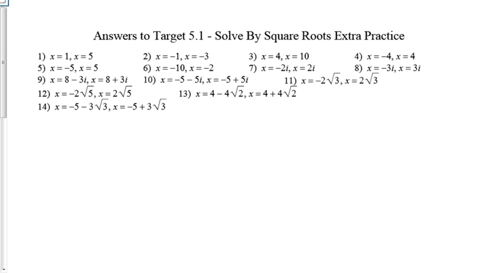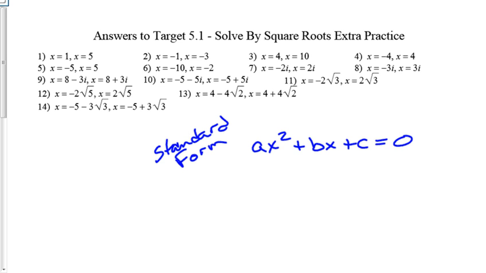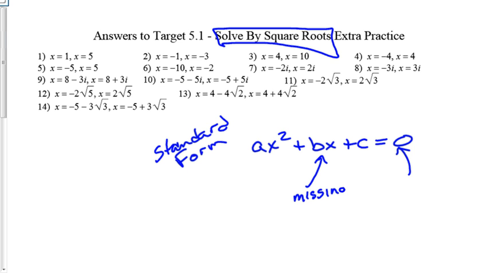So this first little bit of notes, we're going to take a look at what standard form is. And then from standard form, we'll do a few problems. So standard form is ax squared plus bx plus c equals 0. Notice it's an equals 0. And the way that solving by square roots works is either when this is missing, so no linear term, or else you see something in vertex form, which looks like this. So either one of those forms works best with solving using square roots.